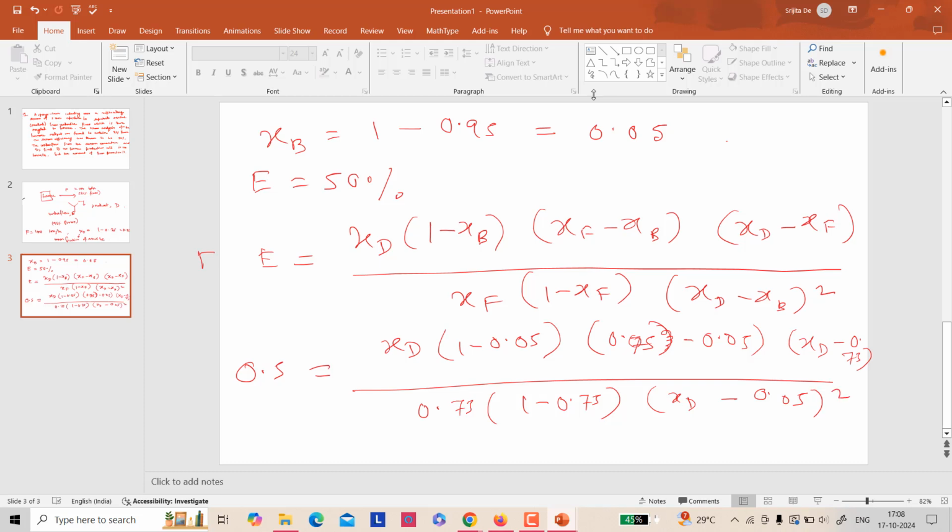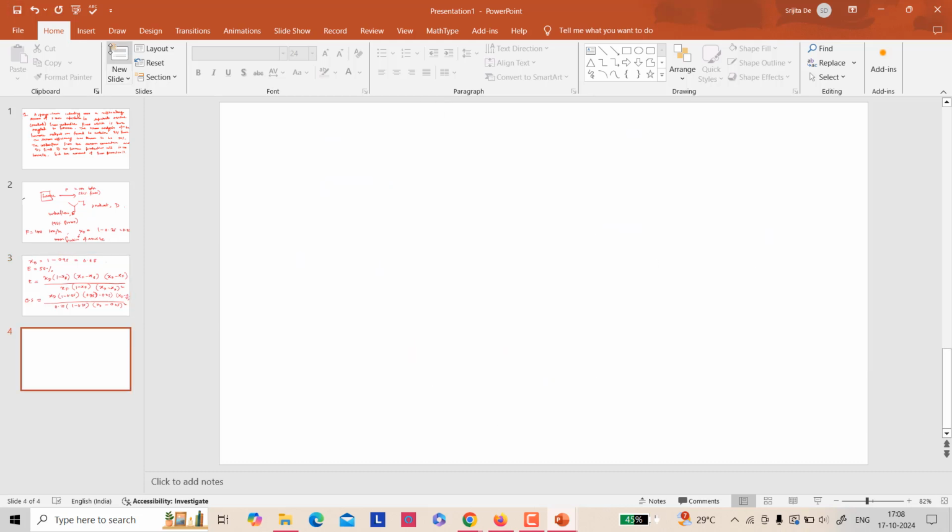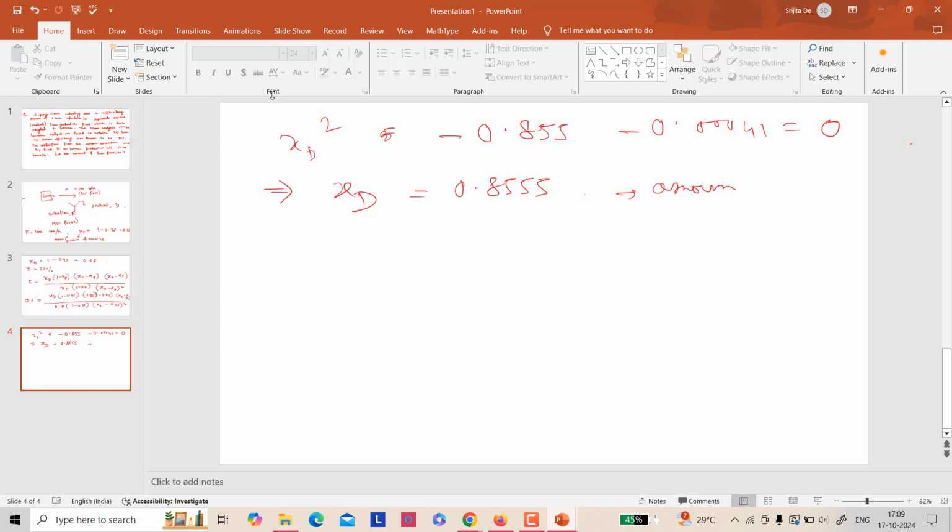So finally, what will we get? After the calculation, you will get xd square minus 0.855 xd minus 0.00041 equals 0. So from here, xd will be 0.8555. This is the amount of oversize in the product.